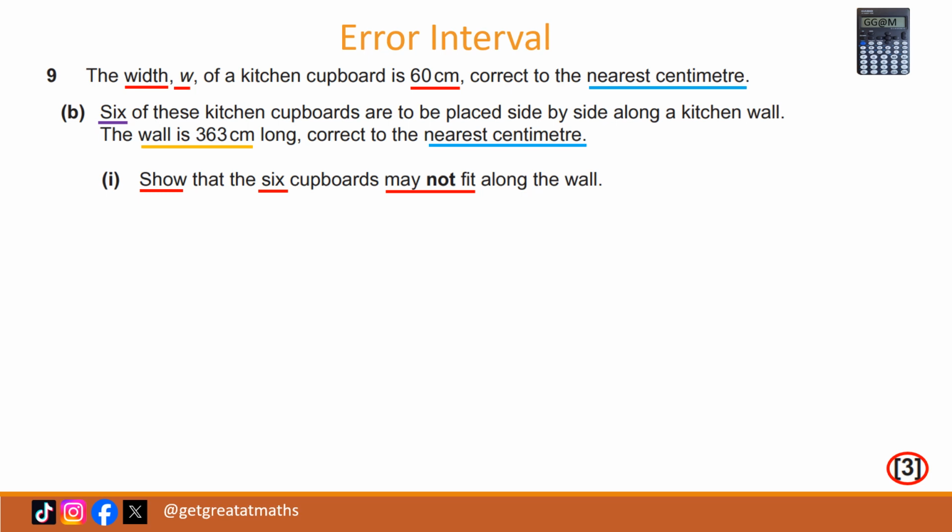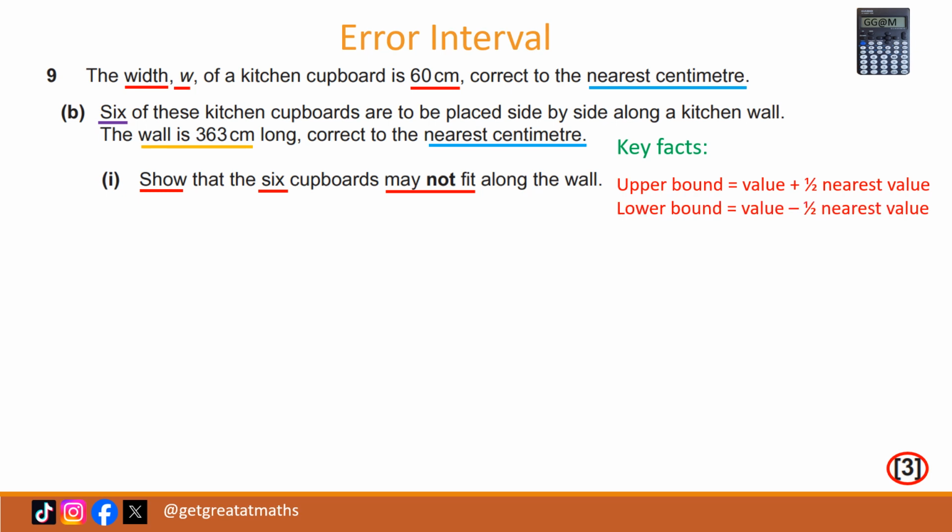The key facts you will need for this question are that an upper bound is calculated by doing the value plus half of the nearest value. The lower bound is the value take away half of the nearest value. To find a maximum length, you need to add together 2 upper bounds, so UB stands for upper bound. And to find the minimum length, we do a lower bound of the first value, take away the upper bound of the second value.